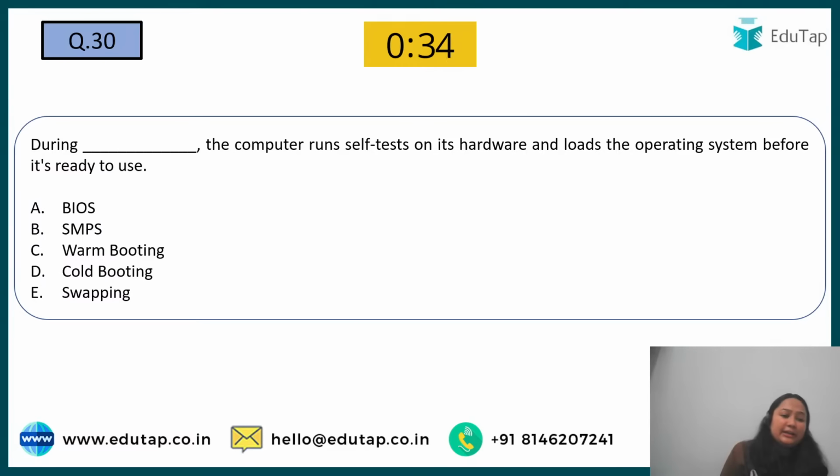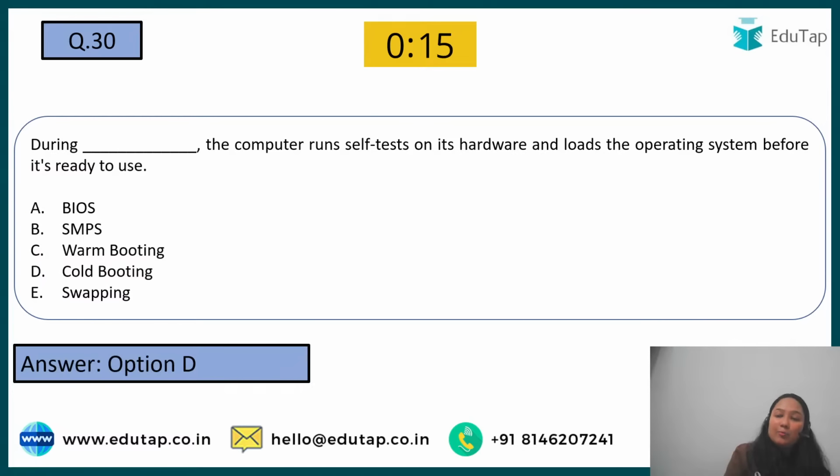Look, the last option, swapping: we have discussed primary memory to CPU, CPU to primary memory, where the information is going. Now the two probable answers are warm booting and cold booting, because the computer is running self-test, which means the computer was switched off. So the correct answer will be cold booting. In warm booting we are not disturbing anything, not even the power supply. Power supply is running, we have just restarted our computer.